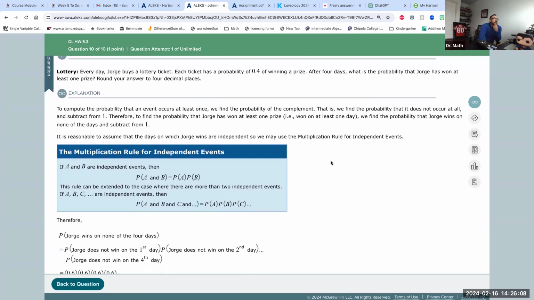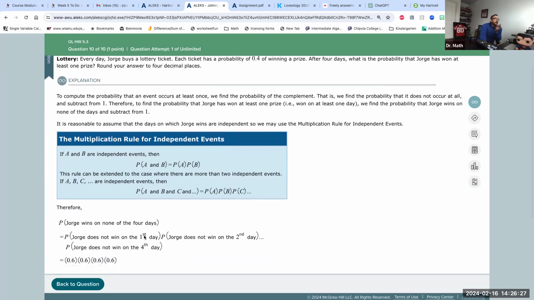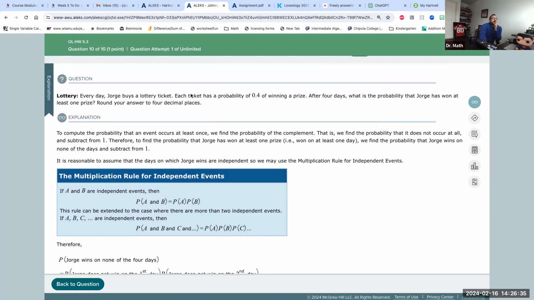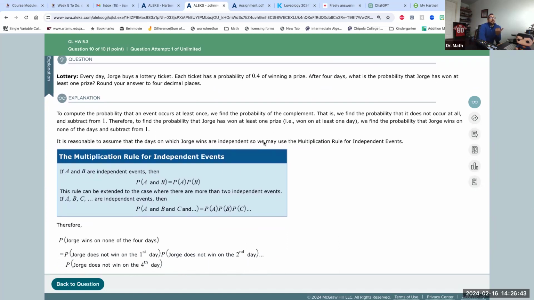So here, when you click the explanation, it said we're going to find the probability that George wins on none of the 4 days. So George wins absolutely nothing. One thing that's been confusing people, because it shows me what answers you've been putting in, is you've been leaving this as 0.4 times 0.4 times 0.4 times 0.4. But notice the probability of him winning a prize is 0.4. If he wins nothing, he loses. So you have to do 1 minus 0.4, the complement, right?